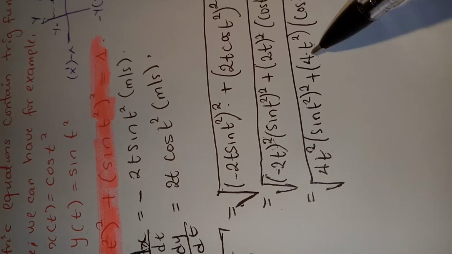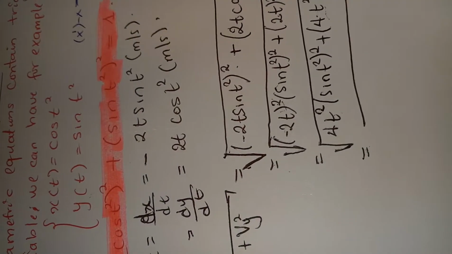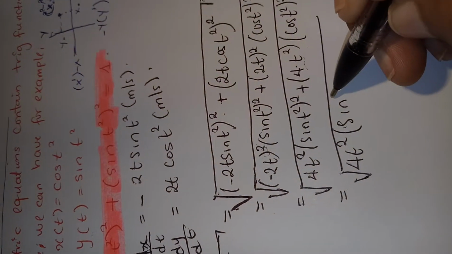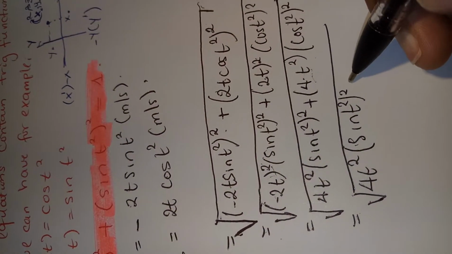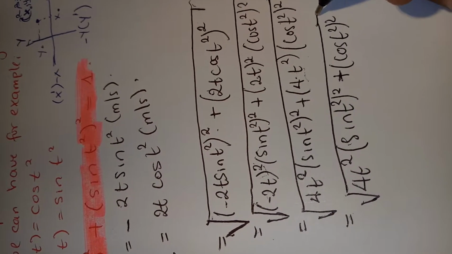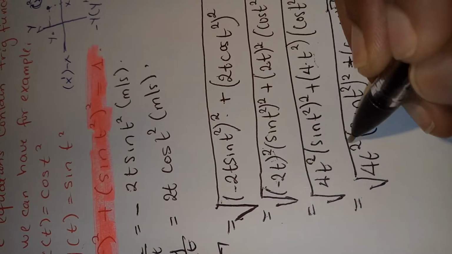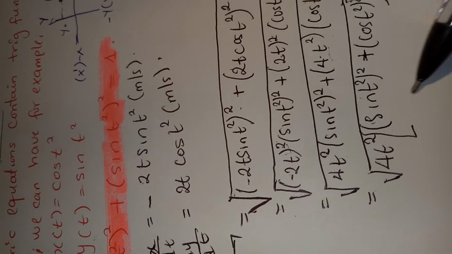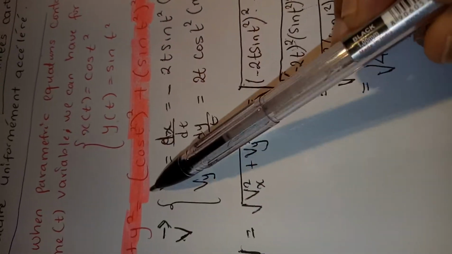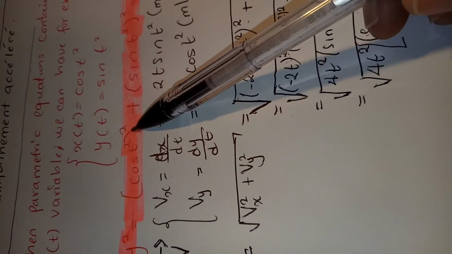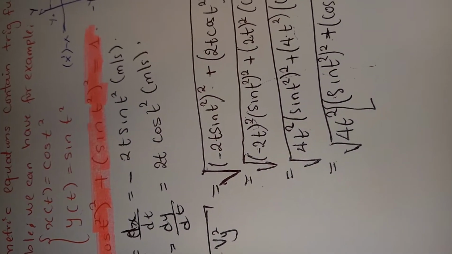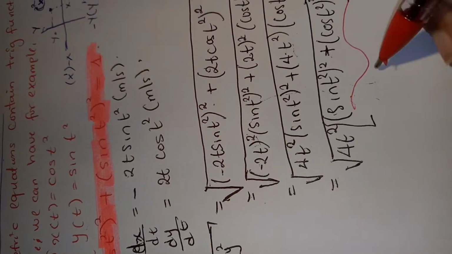So I can factor out 4t squared because I have them together. So what are we going to have at the end? We're going to have 4t squared, right? And then sinus t square plus cosinus t square. From our trig functions, cosinus t square plus sinus t square is equal to 1. So this entire thing we have here is equal to 1.